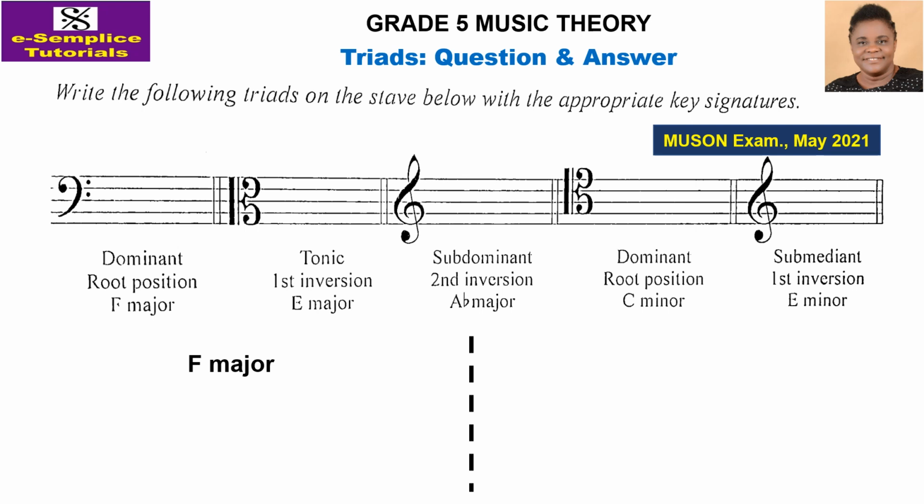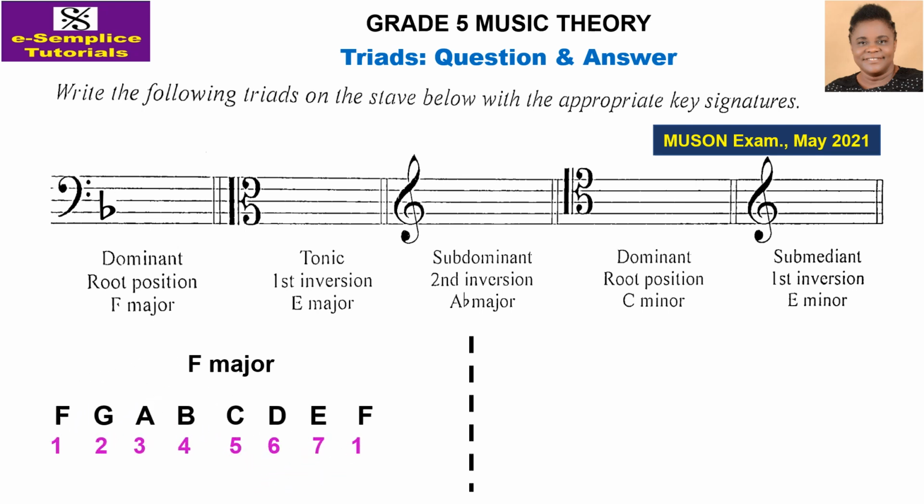This question is from Muson exam May 2021 and it says, write the following triads on the stave provided with the appropriate key signatures. Key signature first for F major. And we are to write dominant triad root position of F major. We've added the key signature of F major. So let's proceed.